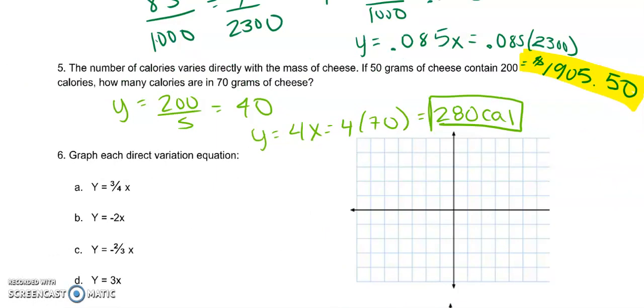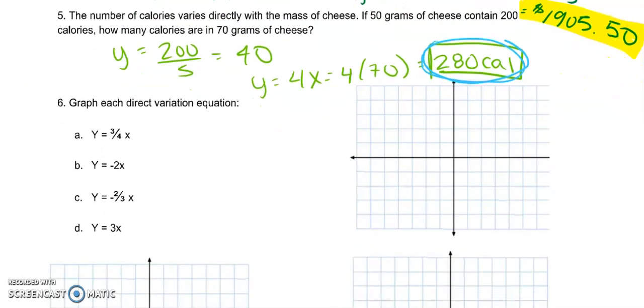Okay, so I got 280 calories. We do want to make sure we include those units. Now I want you to do number 6. There's just 4 things you're graphing. These are all direct variation. They have nothing added. So they'll go through the origin and then you'll use your slope. So do that as a review and check back.